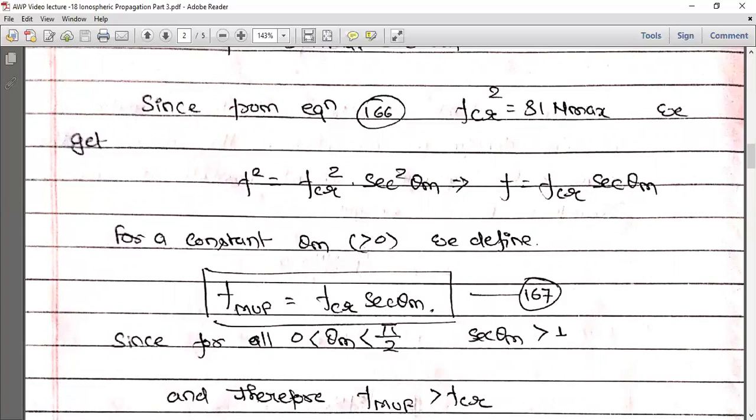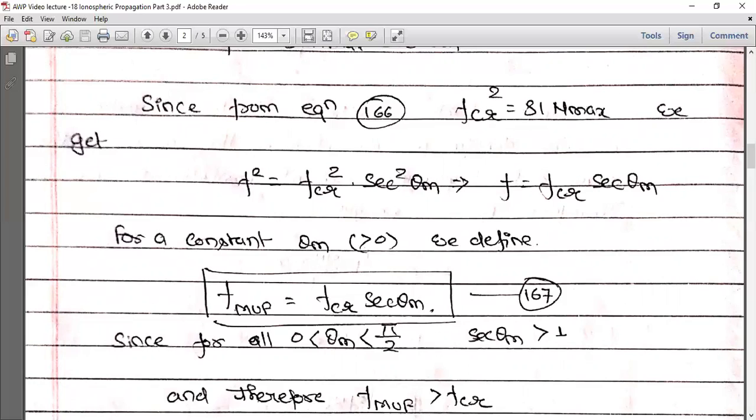So if you are talking about a particular angle of incidence, suppose theta m, what are the values of frequency which can be incident on the ionosphere at an angle of theta? All those frequencies which are less than f of MUF, the maximum usable frequency, can be transmitted, but all of them should be greater than f_CR, the critical frequency. All these frequencies should be less than or equal to f of MUF. If the frequency of incidence is greater than f of MUF, they will not reflect.